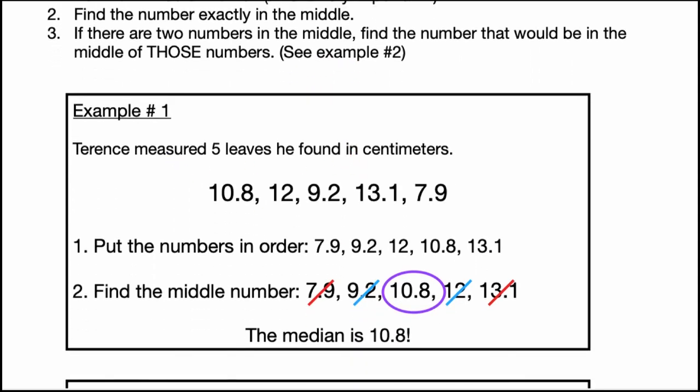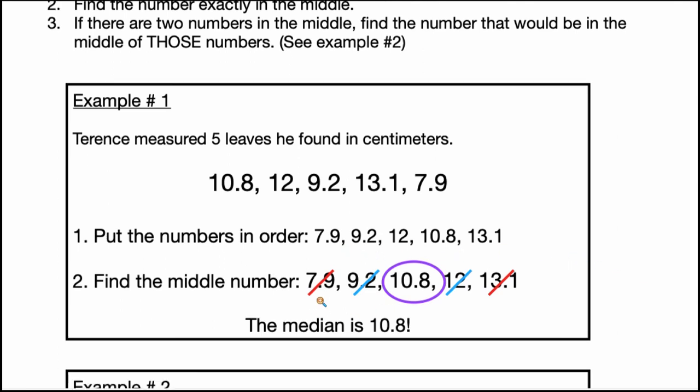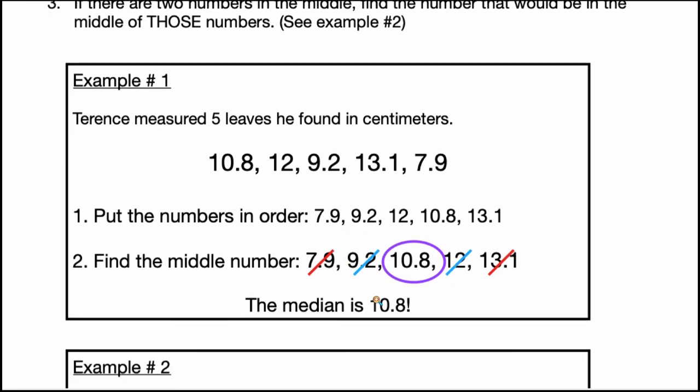So for example number 1, Terrence measured 5 leaves that he found in centimeters. So he has his data right here. We put the numbers in order. We work our way in. We find that the middle number is 10 and 8/10, or 10.8. So that would be the median.